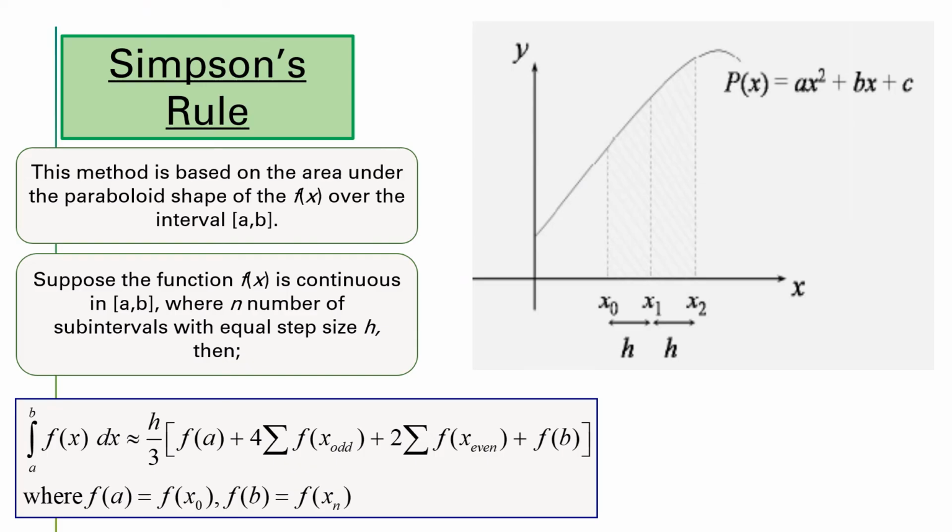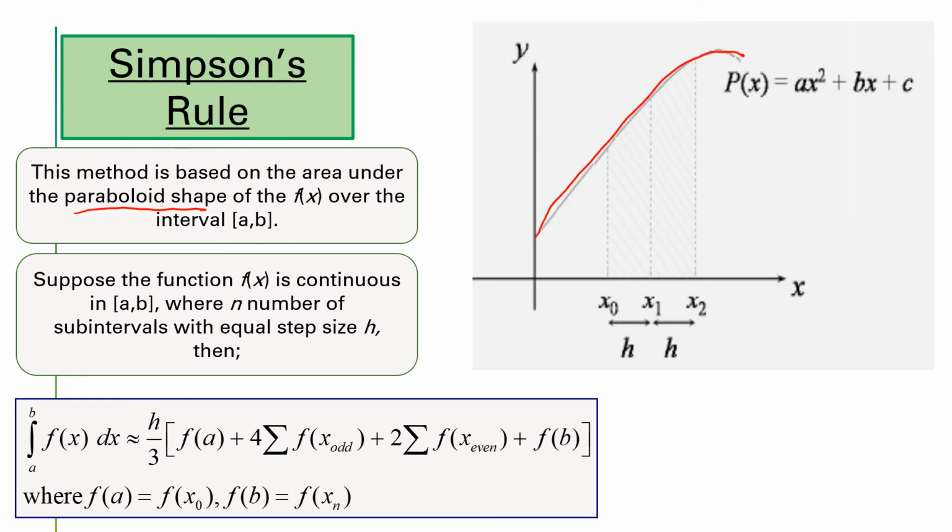This is the last method for numerical integration, which is Simpson's rule. This method is based on the area under the parabolic shape of f(x) over the interval ab. The area of the parabolic shape will be used to approximate the curve of the function. This method is proven to be more accurate than the midpoint and trapezoidal rules since it covers all the area under the curve.